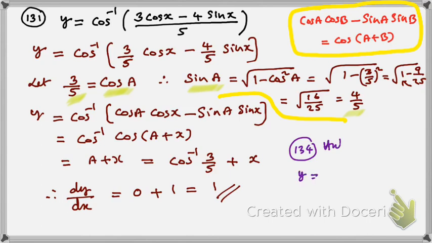You have a question for homework here. y is equal to cos inverse of (2 cos x plus 3 sin x) by root 13. It's exactly the same way. You will divide them separately by root 13, then make the substitution. Look at the question which we discussed already. Do it 2-3 times and then you try this question. You should be able to do it.